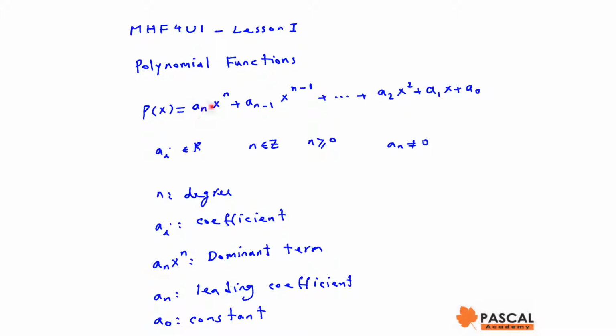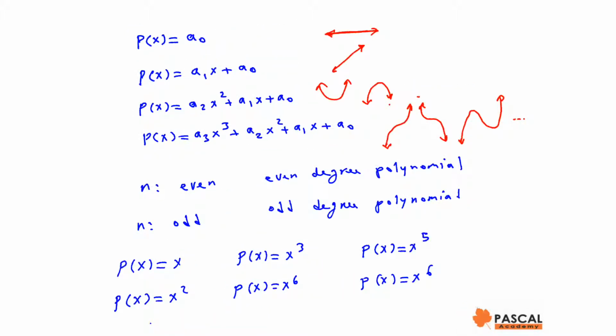So a polynomial of degree n: a_n x^n, the first term, is called the dominant term, and a_n is the leading coefficient if we write it in descending order. a_0, which is a_0 x to the power of 0, is called the constant in the equation of the polynomial. P(x) = a_0 is constant.